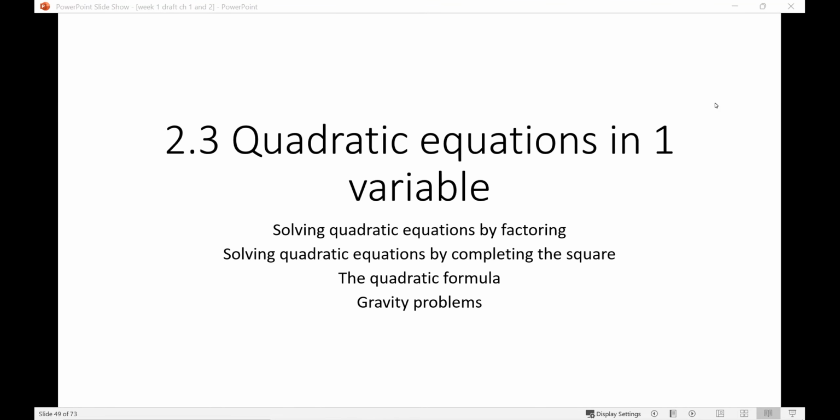So in today's video, we're going to cover section 2.3, which is quadratic equations in one variable. We're going to learn how to solve quadratic equations by factoring. We're going to learn how to solve equations by completing the square, and we're going to discuss the quadratic formula. And if we get to it, maybe some gravity problems.